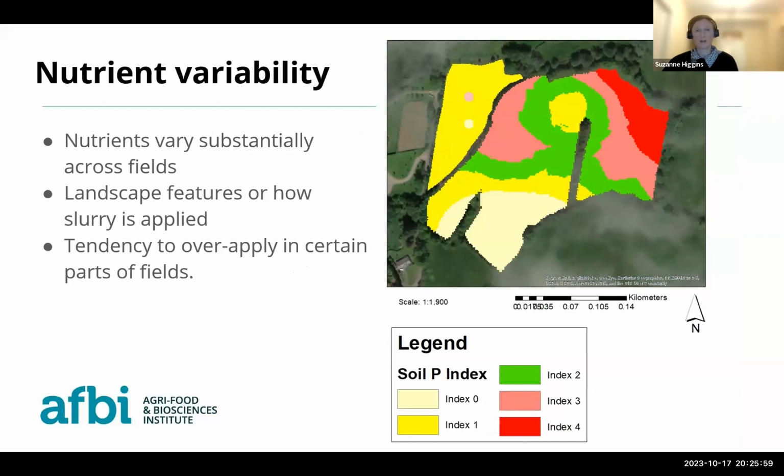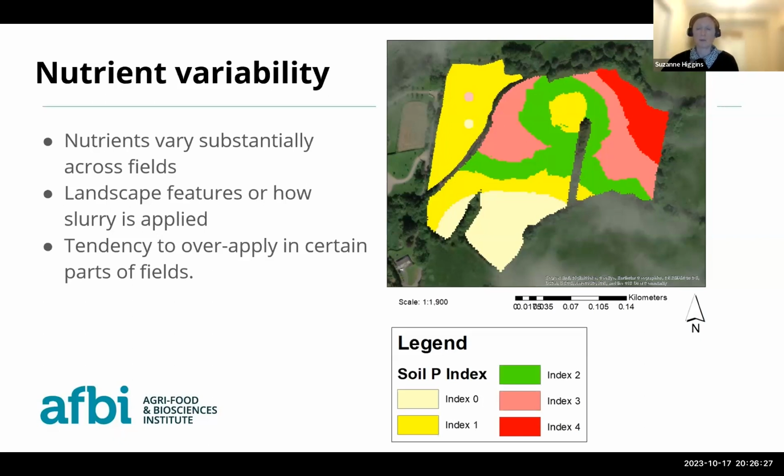A lot of fields are like this. This is a map of phosphorus across a field, and this field is going from an index 4 to an index of 0, all in the one field. So half of that field is saturated in phosphorus and the other half is deficient. This is very, very common for nutrients, but we don't normally measure it because we wouldn't be measuring at this intensity. But if you map a field, this is very often what you get.